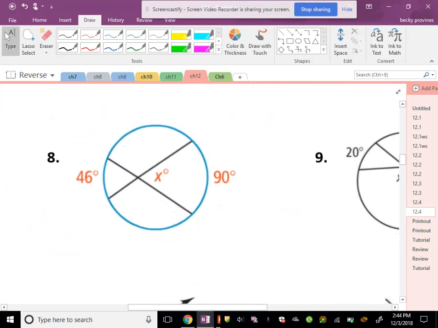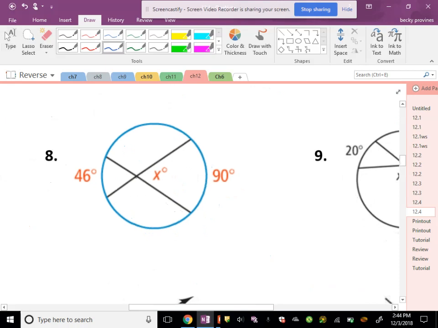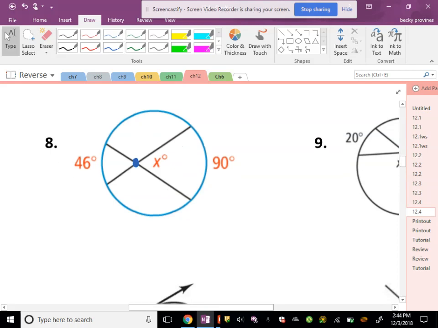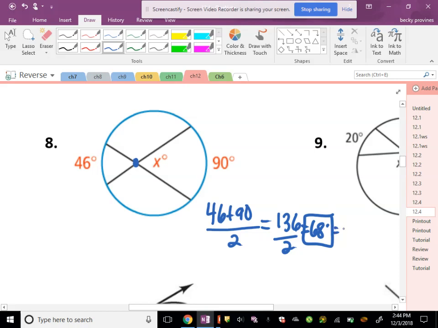Okay, am I going to add or subtract? The vertex inside, you've been added to the group of friends, so you're going to add and then divide by 2. So I get 136 over 2. So 136 divided by 2 is 68 degrees, and that's x.